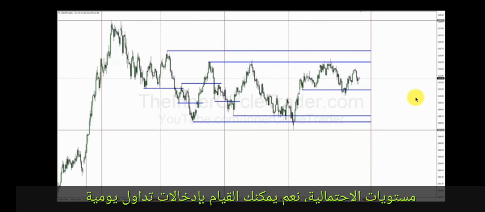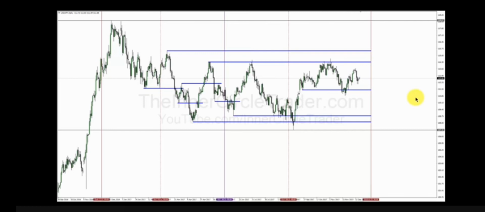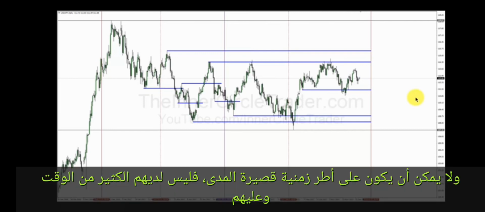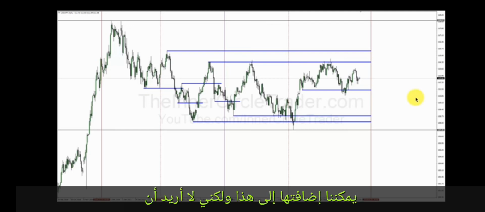Yes, you can do day trading entries, but again, this whole teaching was focused primarily on individuals that cannot be on short-term time frames. They don't have a lot of time, and they have to be looking for something only on a daily chart. This is how you would do it. So there's a lot of things that we could add to this, but I don't want to do too much of that because, again, if you're on this time frame, you're probably very new in your development, and I don't want to give you a lot of things to worry about.